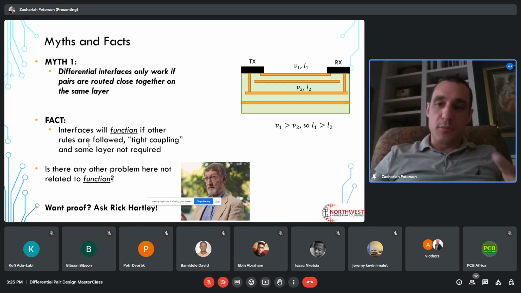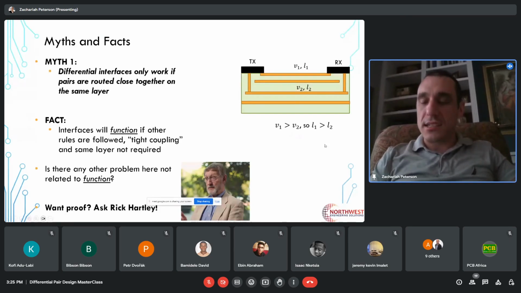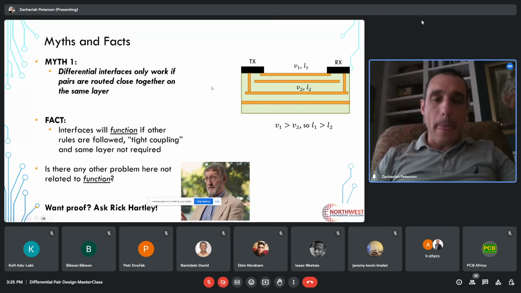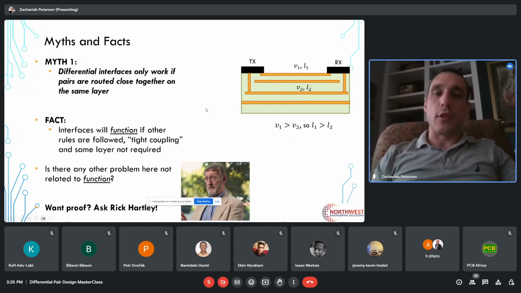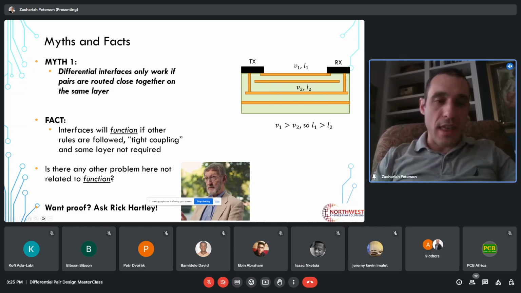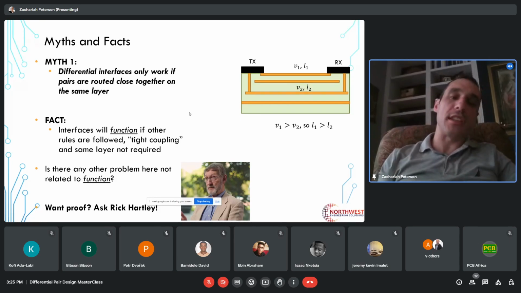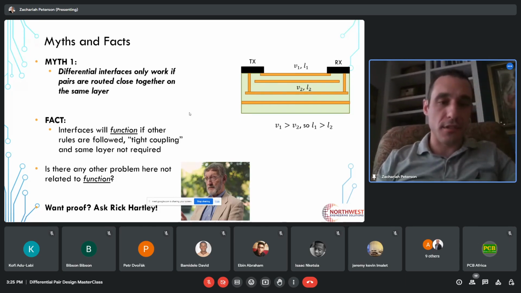So I brought this up earlier. If we have two different velocities here for our signals on these traces, then they may not align in time. What matters is that you get the signals to the receiver at the same time, and it doesn't really matter how you do that. As long as you do that, the interface will still be able to interpret the data from that pair of signals.